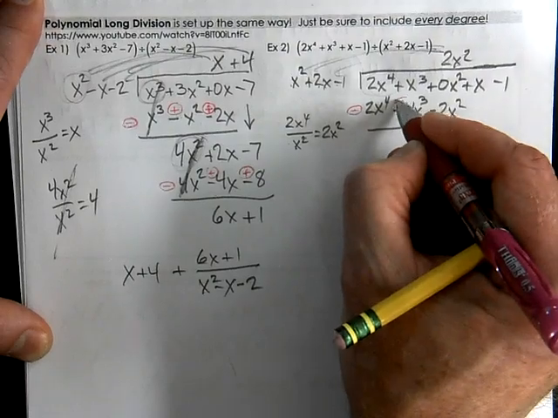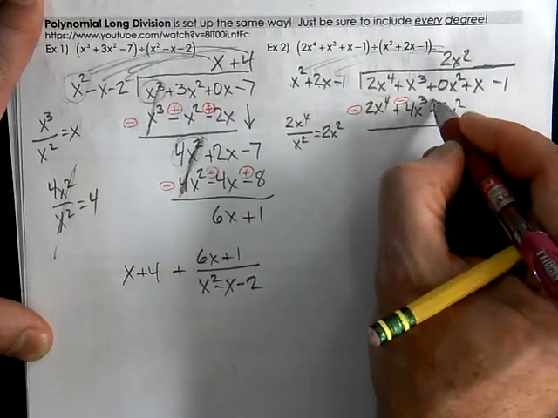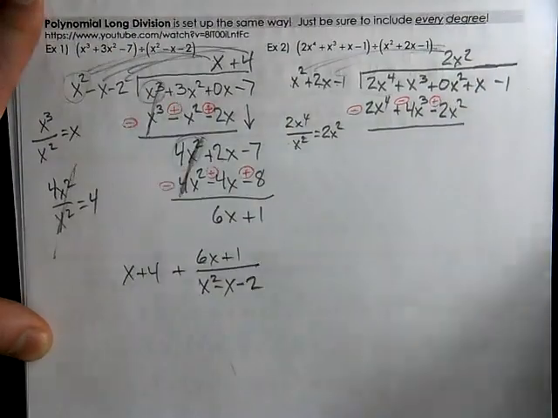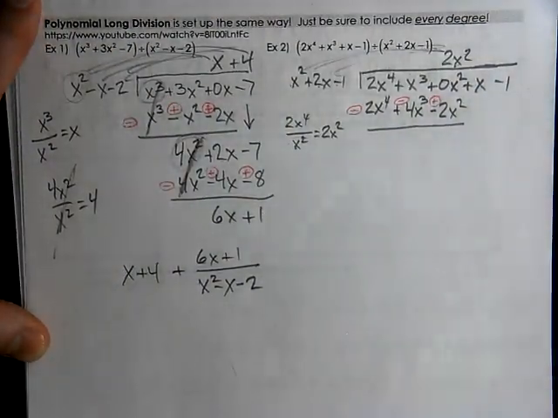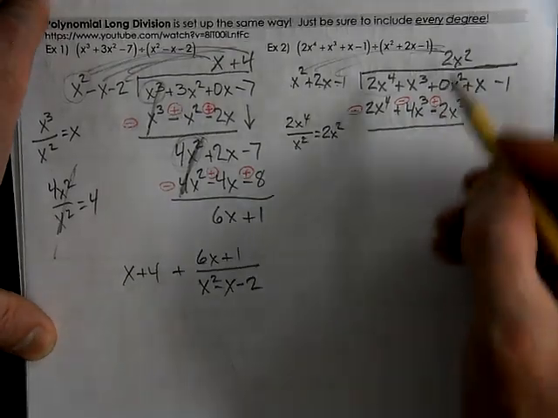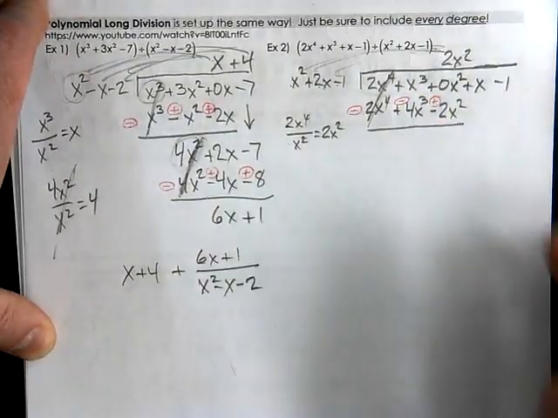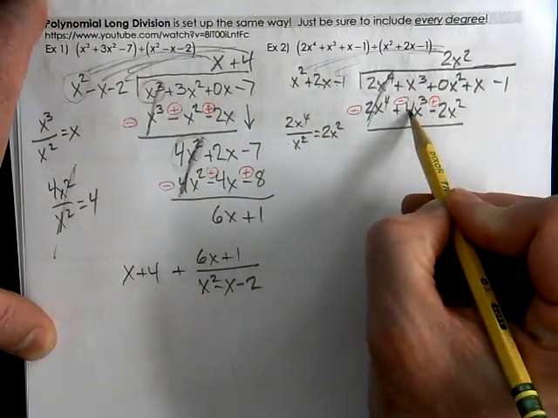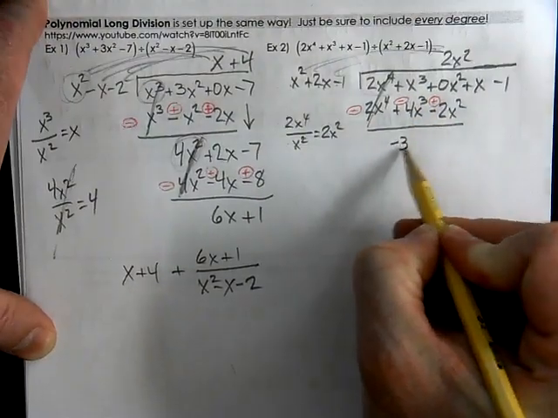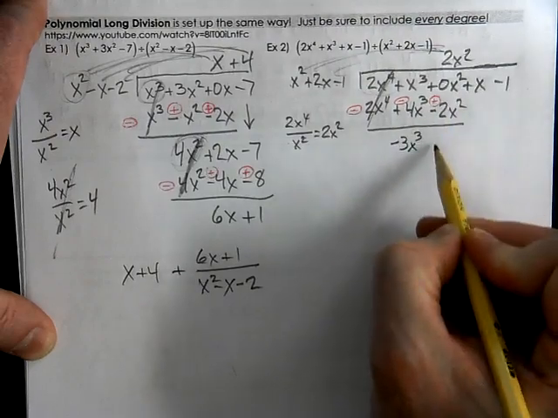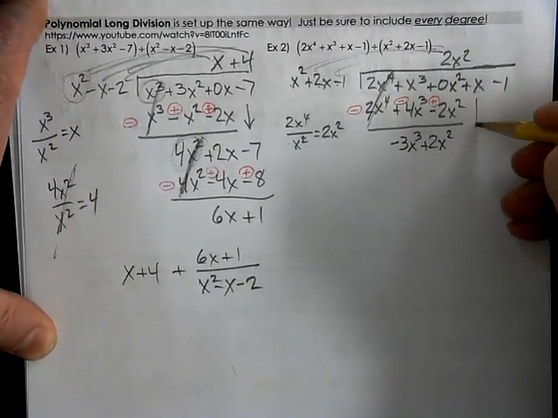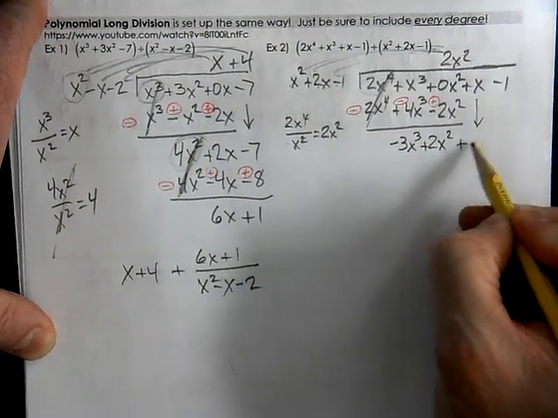Using a different color allows it to pop. If you don't, no big deal. Not a deal breaker. These will always cross out. We got negative 3x cubed, a positive 2x squared, and we're going to bring down the positive x.